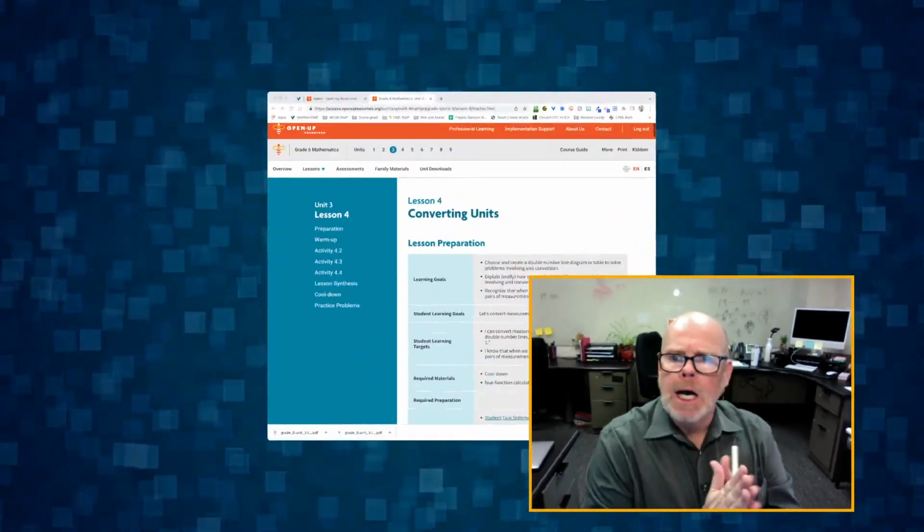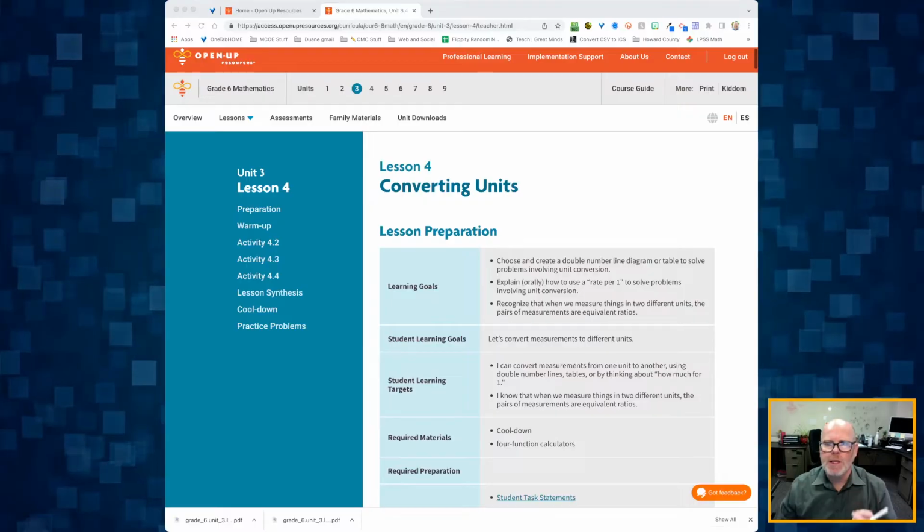All right, this is grade 6, unit 3, lesson 4. And in this lesson, students are going to be converting units. In fact, let's go to that slide. Students are going to be converting units.